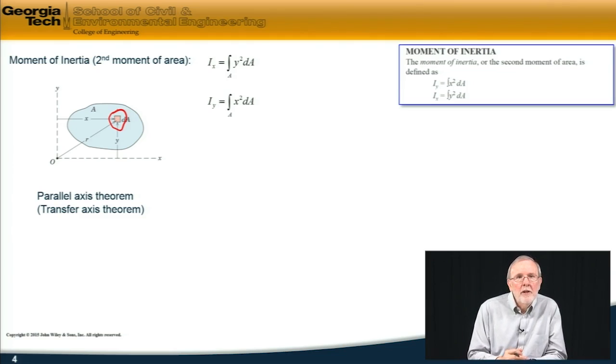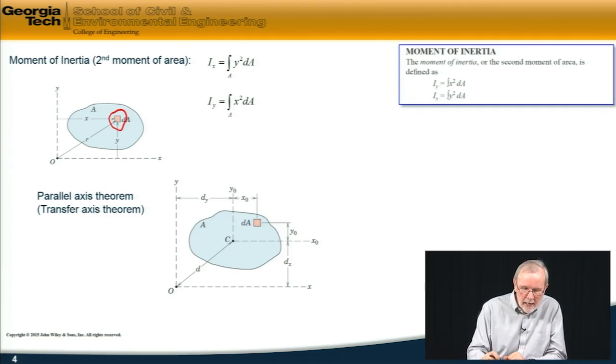In addition, we will need the parallel axis theorem, sometimes called the transfer axis theorem, which allows us to compute the moment of inertia about any arbitrary axis when we know the moment of inertia about the centroid. And the parallel axis theorem is illustrated in this diagram here. Let's suppose that the centroid here is C, and if we know the moment of inertia about the centroid C, we would like to get, for example, the moment of inertia about the x-axis and about the y-axis.